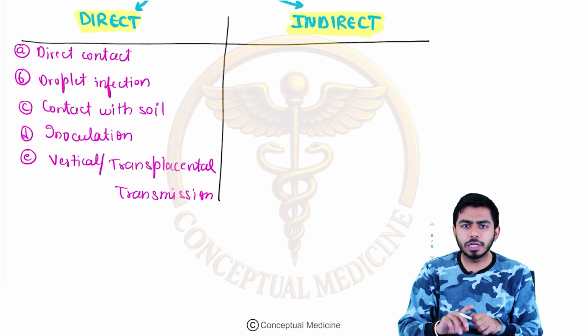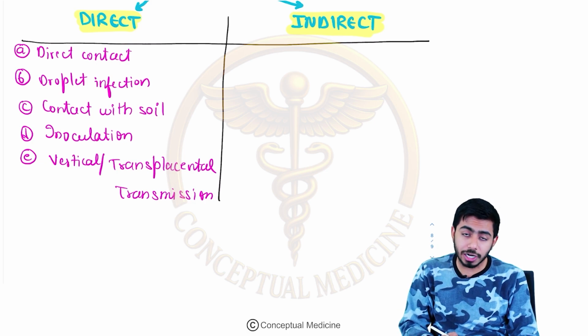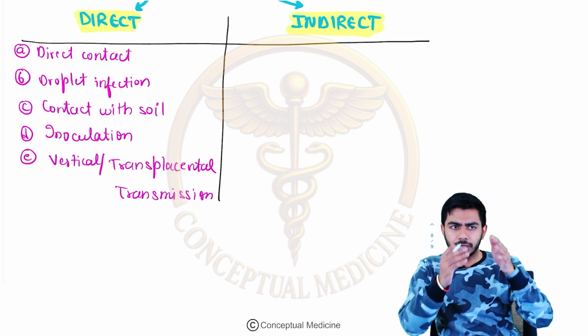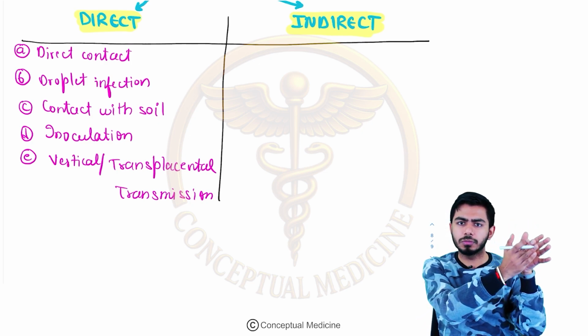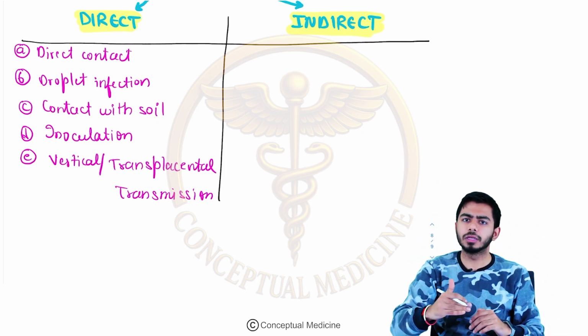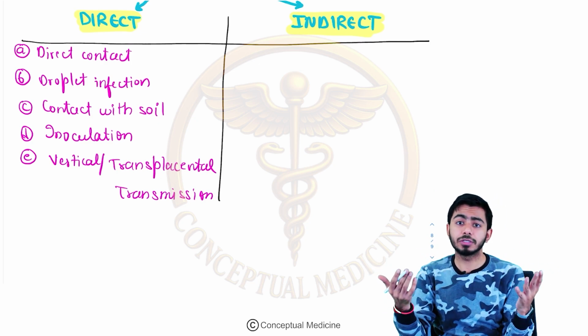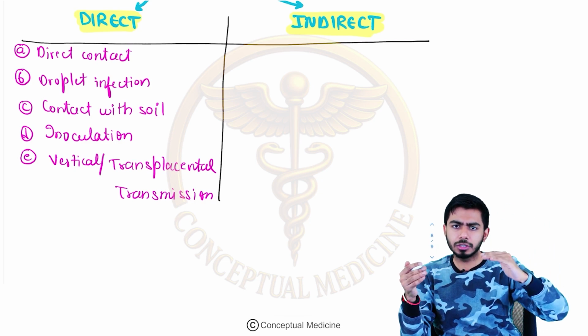Now coming to the last one, that is the vertical or transplacental transmission. Here the infection might travel from the mother to the baby. That is called vertical transmission, from mother to the baby. So here we are talking about pregnancy, usually the trimesters: first trimester, second trimester, third trimester.